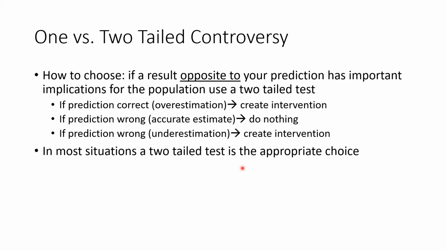And in most situations, if you find something the exact opposite of what you really predicted, you're going to write about it, you're going to report it, and you're going to try and figure out why that happened, because if you could figure out why it happened, you would understand the phenomenon more effectively. So in most cases, a two-tailed test is the more appropriate test.